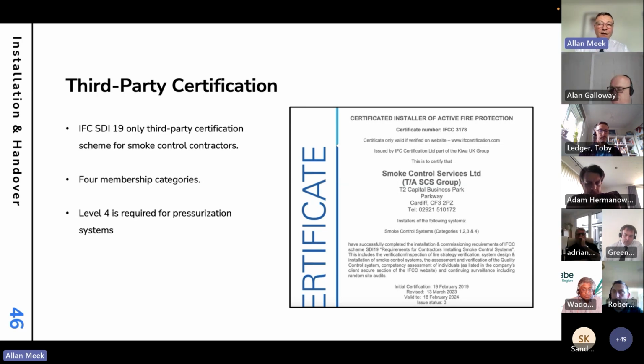pressurization systems. And I would be careful if you're selecting contractors or approving contractors, because, as I said, most of the newer entrants to the market will have no experience of pressurization systems, because, as I say, for the last 20 years, they probably haven't really been used very much. So I would tend to use one of the more established companies if you are involved in pressurization systems.